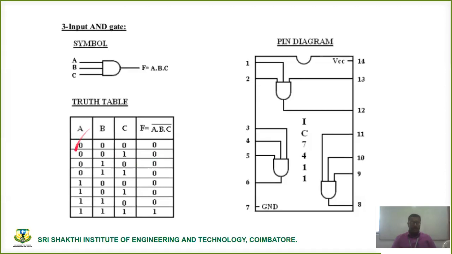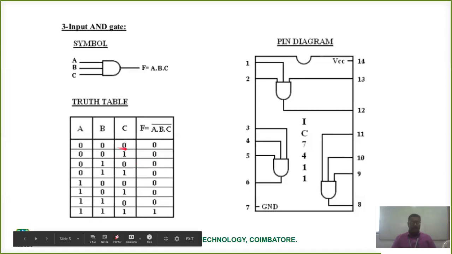So the theme of the truth table will be: if any input is 0, my output will be 0. And if all the inputs are 1, then my output is 1. Okay, so this is the truth table for the 3 input AND gate.